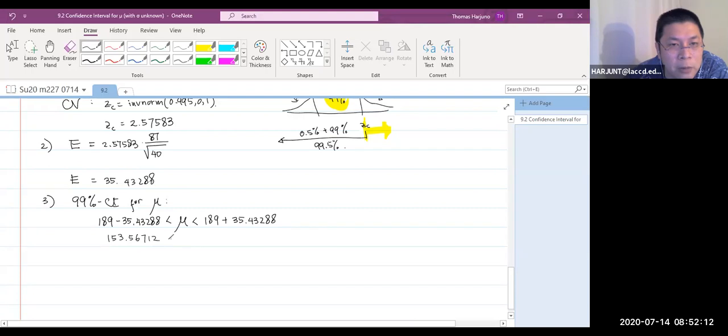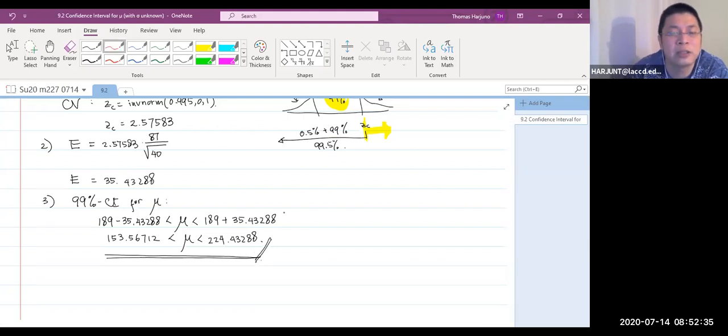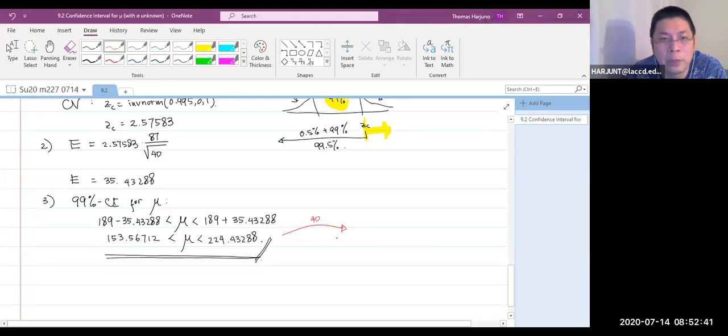I make it 5 decimal places here, and this will be 224.43288. Okay, that's the average with 99% confidence. Now, with this said, suppose there are 40 people playing, just multiply that by 40.